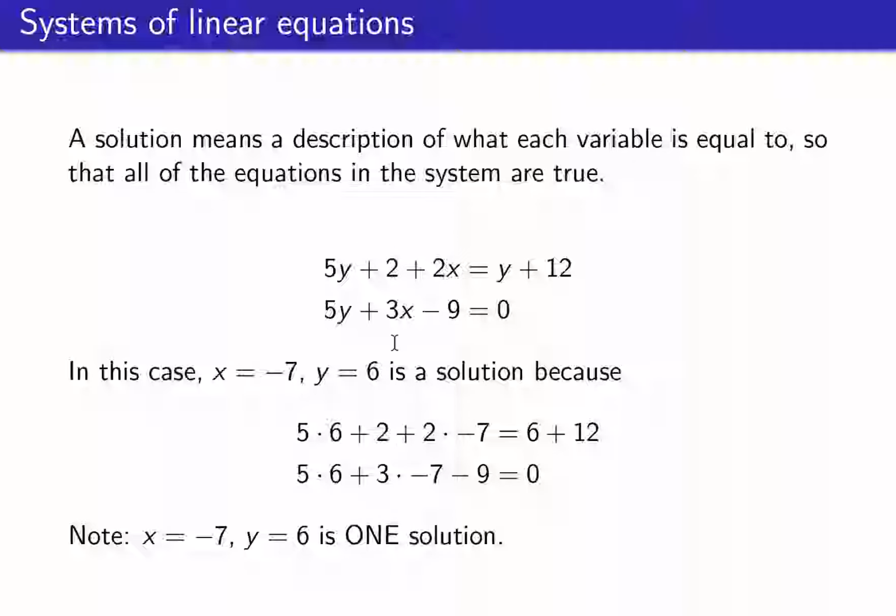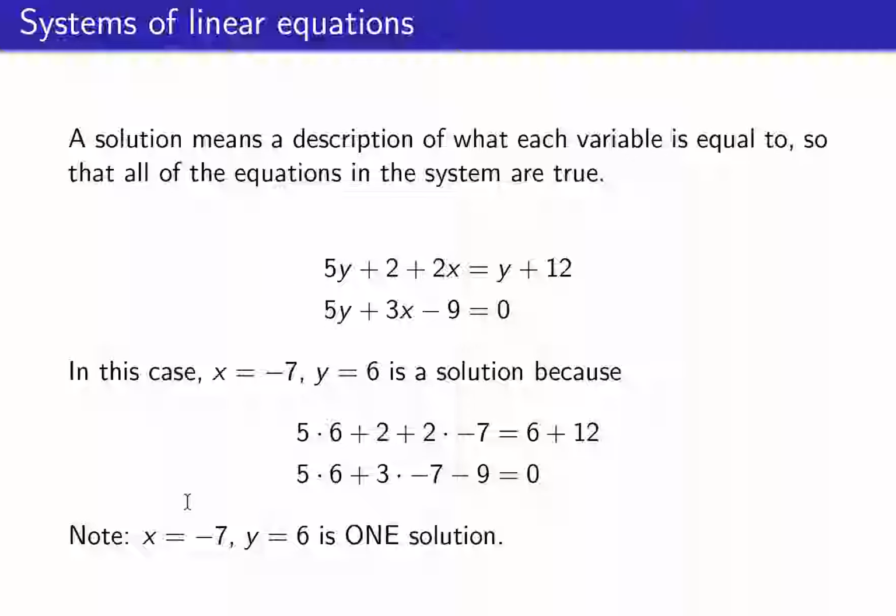So this is a system of linear equations. It turns out x = -7 and y = 6 is a solution. What that means is when I plug x = -7 and y = 6 into the equations, I get equations that are both true. You can go ahead and check that if you want. That means this is a solution. So a solution is an assignment of what x is, what y is, and so on for every variable, in such a way that all the equations are true.